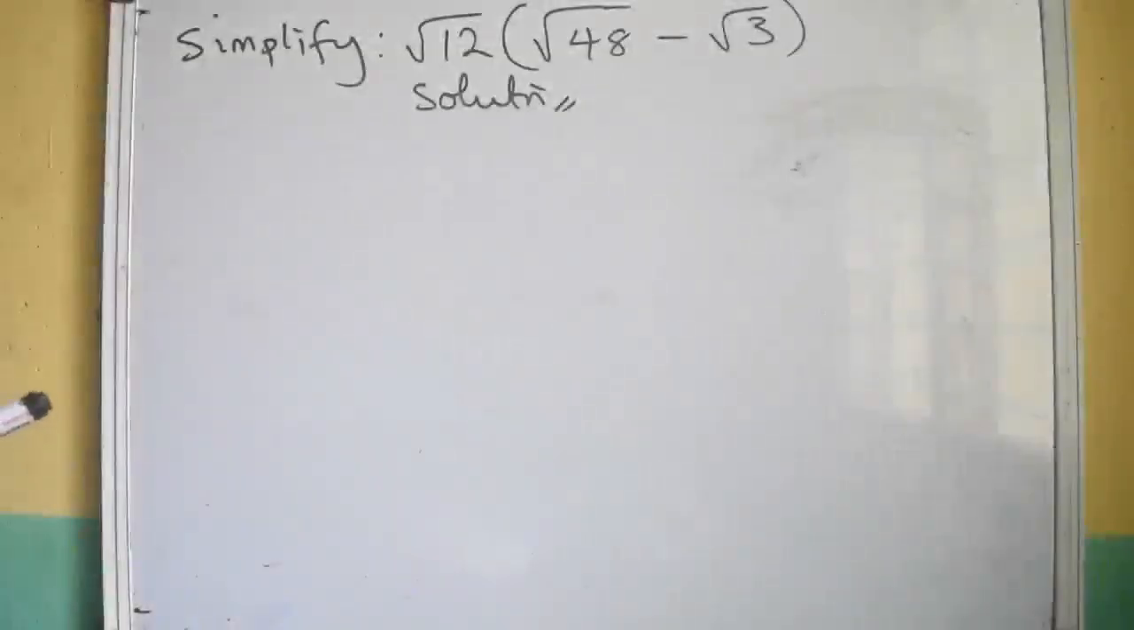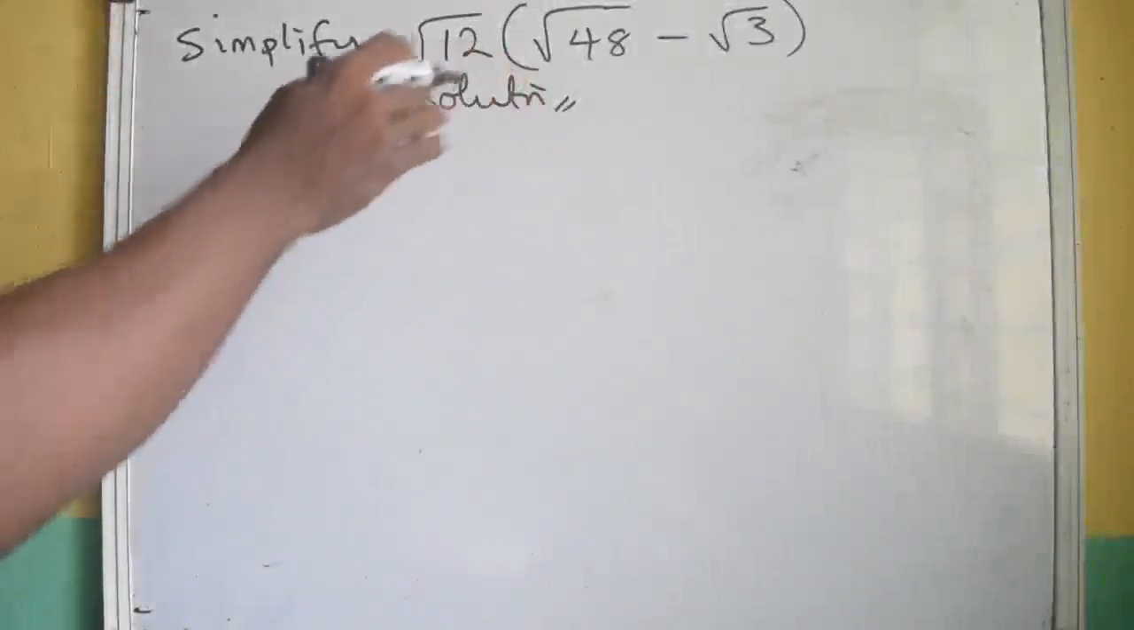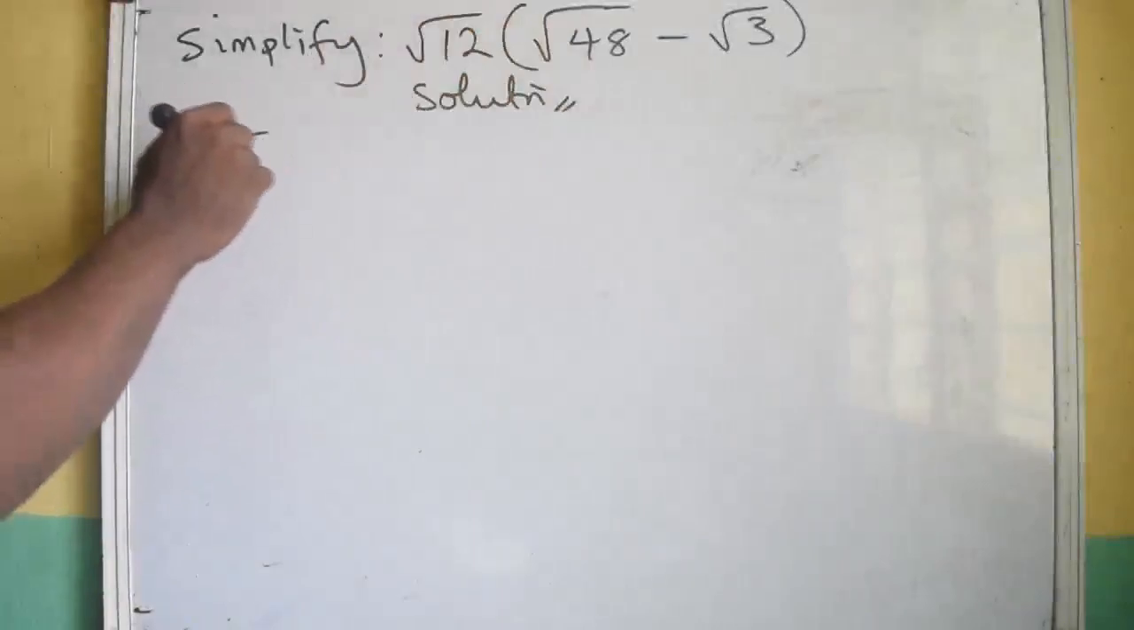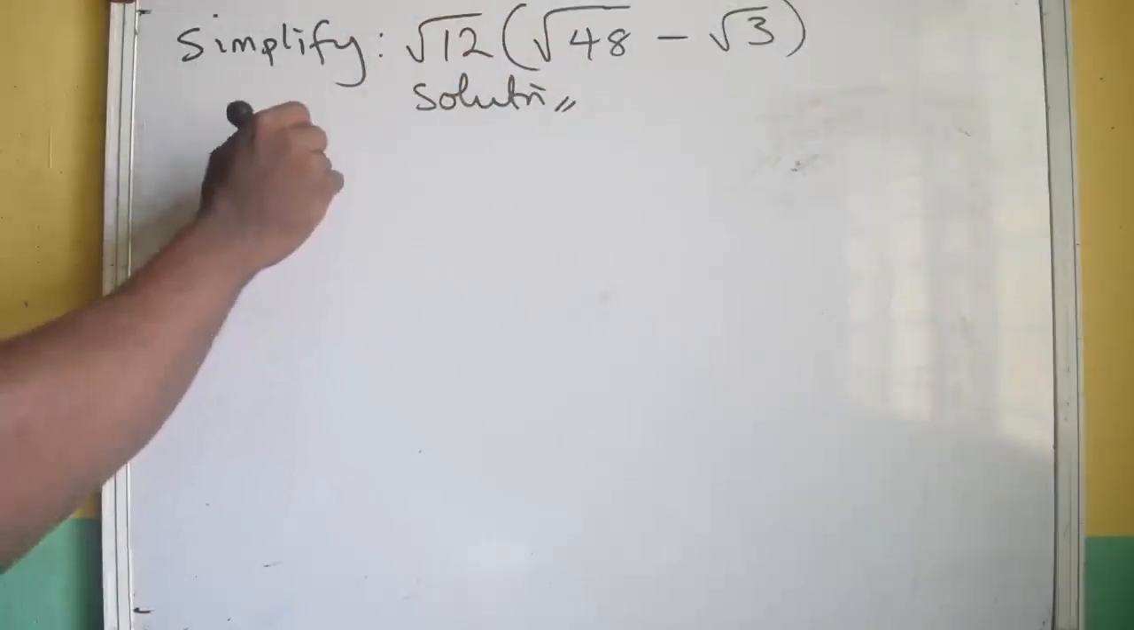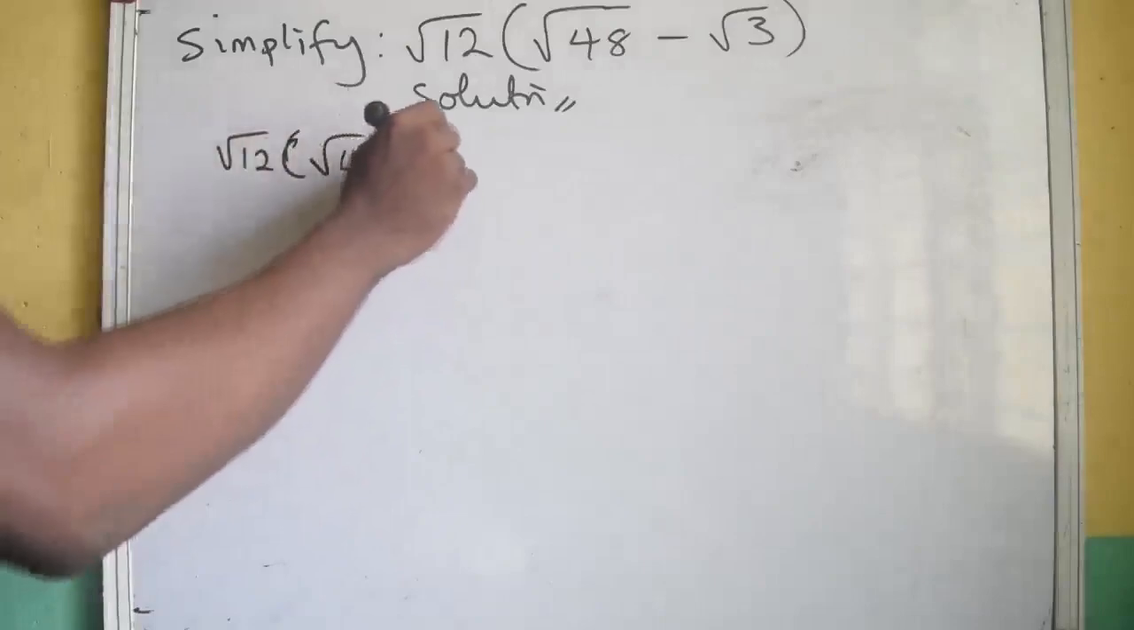This is the last example in today's video. If you are given this to do, the first thing you do is to bring down the question, which is root 12 in bracket root of 48 minus root of 3.